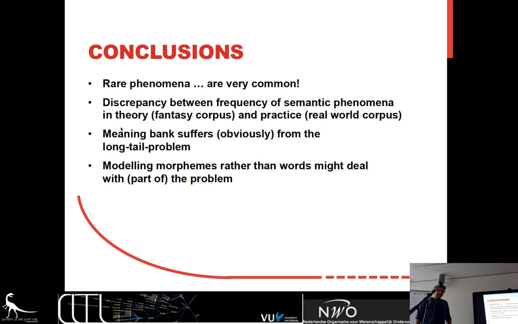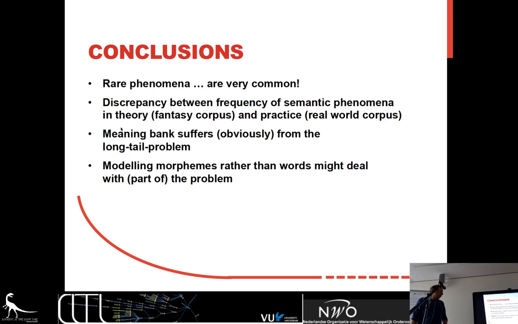So, rare phenomena, there are lots of them, right? They're very common, the rare phenomena, like a paradox, it's true. And especially semantic phenomena, it's not only words and stuff. If you look at semantic phenomena like VP ellipsis, there's a long tail of that as well. So don't just look at characters or morphemes or words, there are also phenomena that are rare.